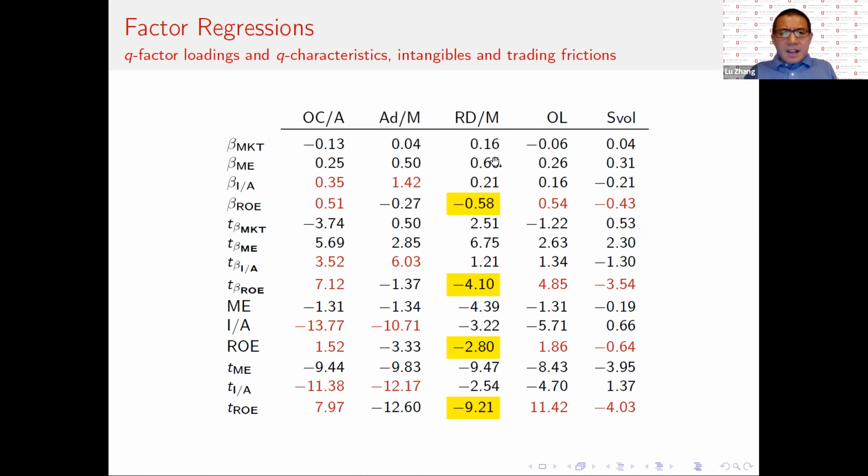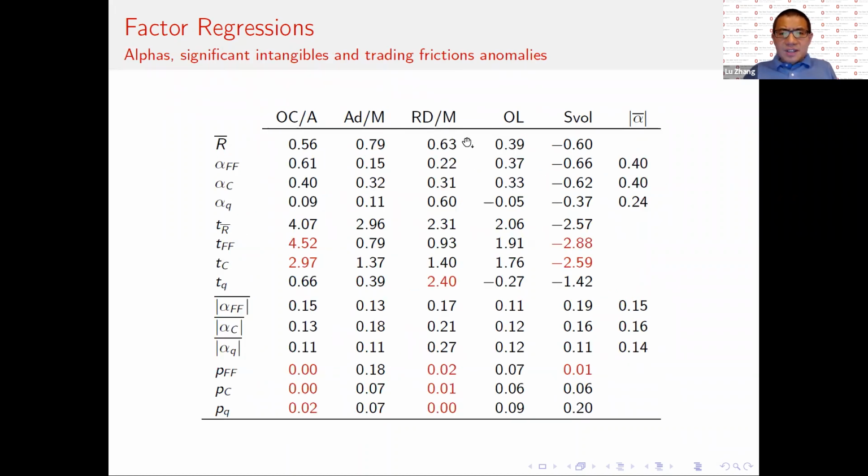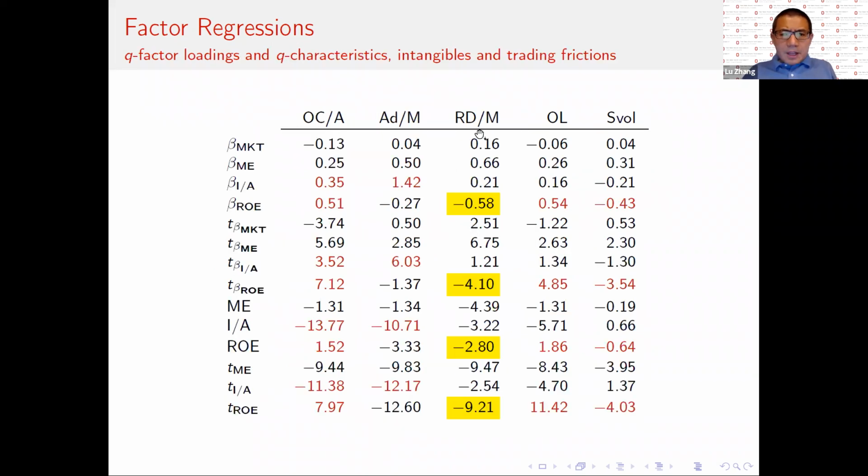So you look at R&D, on average it is 63 basis points per month, and fairly big, I would say, although a little bit noisy. The t-value is only 2.3, but if you look at the factor loadings as well as the accounting variables, it turns out high R&D to market firms load the wrong way in our profitability factor. Okay, and they don't load much on our investment factor. And this makes total sense, right?